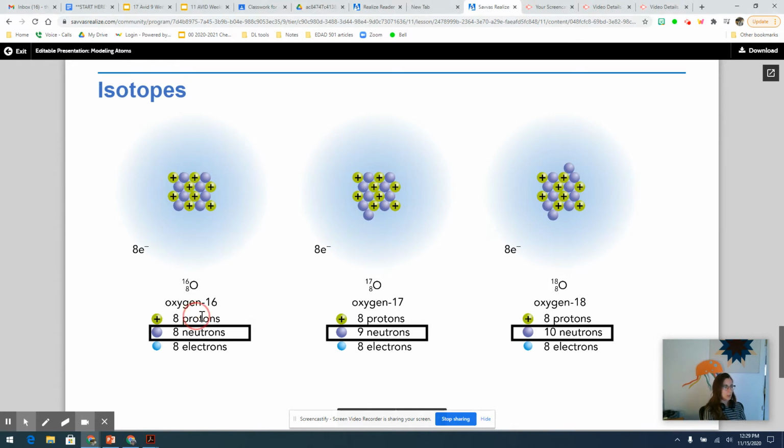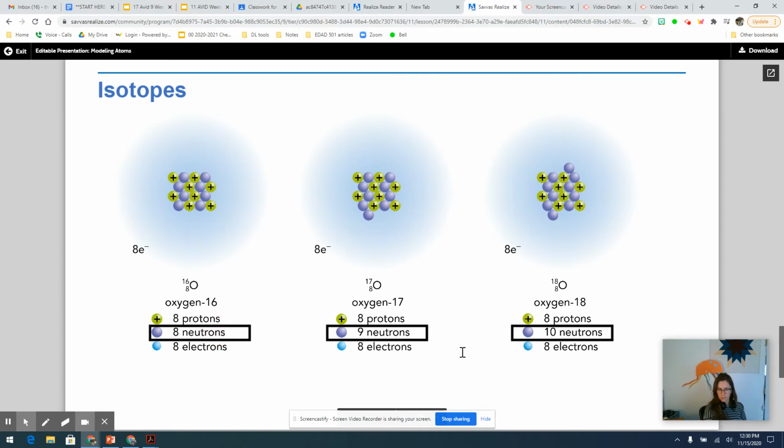So notice the protons are the exact same in each one of these types of oxygen, but the neutrons are a little bit different. So we have 8 neutrons, 9 neutrons, or 10 neutrons in that nucleus in the middle. Okay, they're all oxygen though, just the same. Notice the electrons surrounding it are still the same as well. So electrons are negative. They're always going to match up with the number of protons in a neutral atom. The neutrons can change, and that's what makes it an isotope.